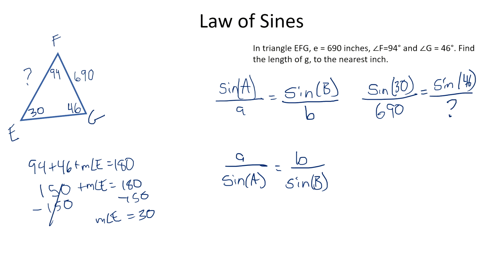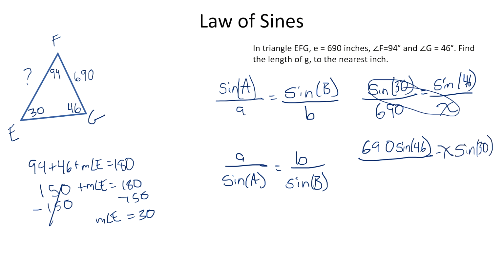Now we're going to cross multiply. So we have 690 times the sine of 46 equals, instead of question mark, I'm just going to call it x. It might make it a little bit easier for this part. So let's just call this x. And then we cross multiply these ones: x times the sine of 30. I could have just kept a question mark, but you guys are more familiar with seeing x.